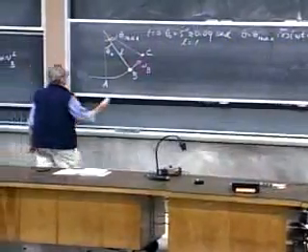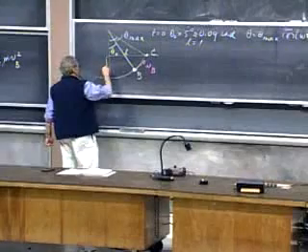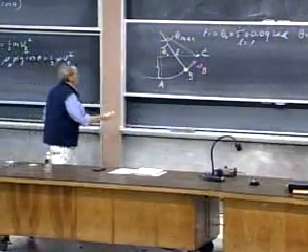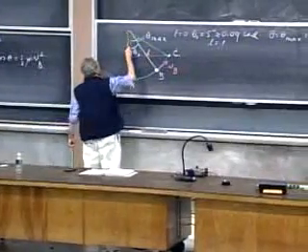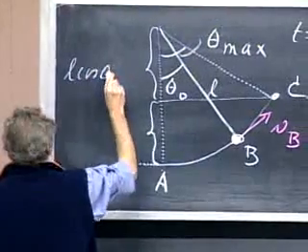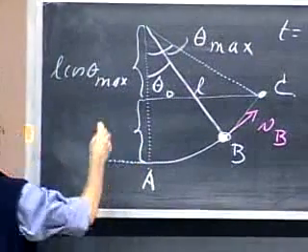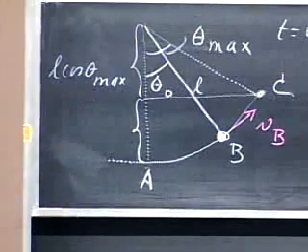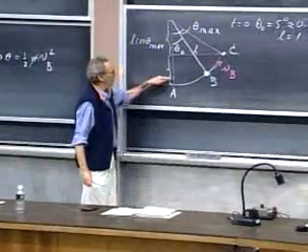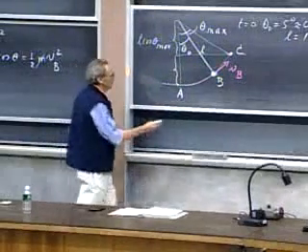Well, if we knew this, then we would know what theta maximum is. Because this part here equals L times the cosine of theta max. And so this is L minus L cosine theta max. So it comes down to calculating how high this object comes above point A.